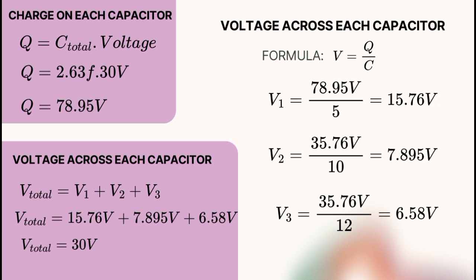For the voltage across each capacitor, to determine the total volts, we will again sum up all the voltages across each capacitor. Then we will come up with the total voltage, 30 volts.